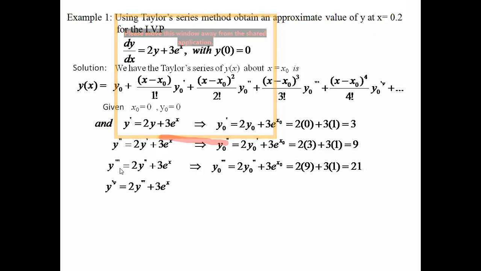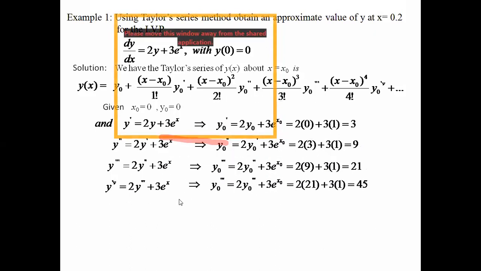Next, go to the fourth derivative. The fourth derivative is again differentiating the third derivative. So there is 2 times y triple dash plus 3 times e power x. Since the derivative is obtained, get the value of that derivative at that point. At that point means when x is x naught, what is the y value you have to find? Here y0 triple dash is there. Sorry, fourth derivative. So it is given by this. Here replace y by y naught, x by x naught. The same process, but y0 triple dash is 21. So this will be 2 times 21 plus 3, it is 45.